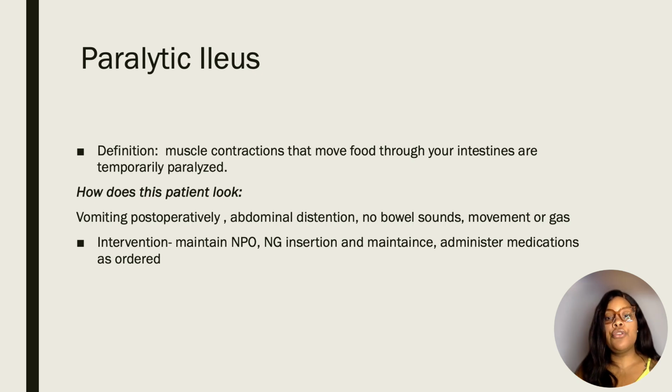Because if you don't have your muscle contractions that move food throughout your intestines, why would we give that patient food? So they're going to be NPO, then you're going to insert an NG tube and maintain that as ordered, and then you're going to administer medications as ordered. So medications that would help with their signs and symptoms, like Zofran, maybe for nausea. So normally ileus resolves after you've had the NG tube in.